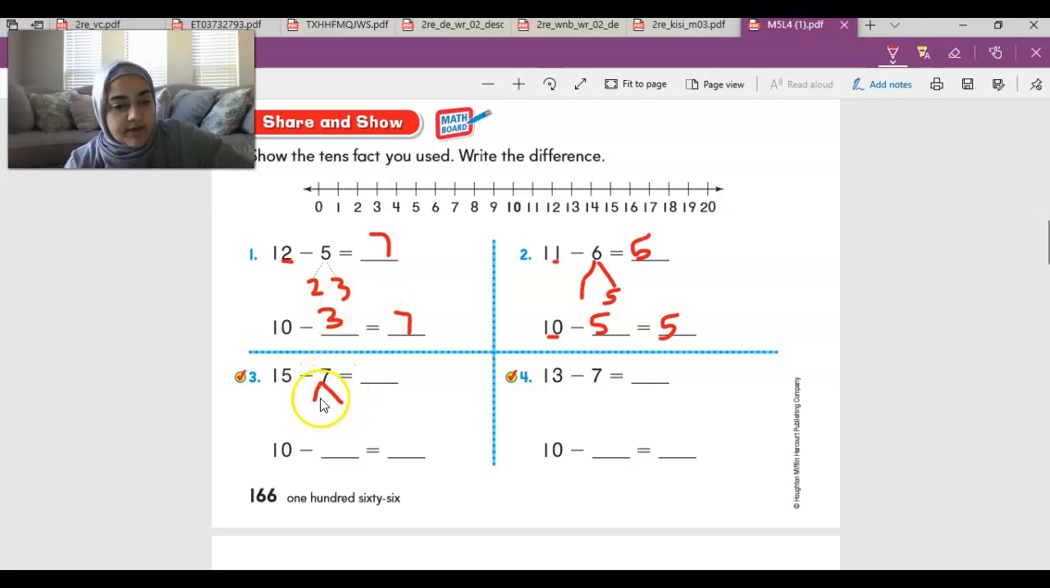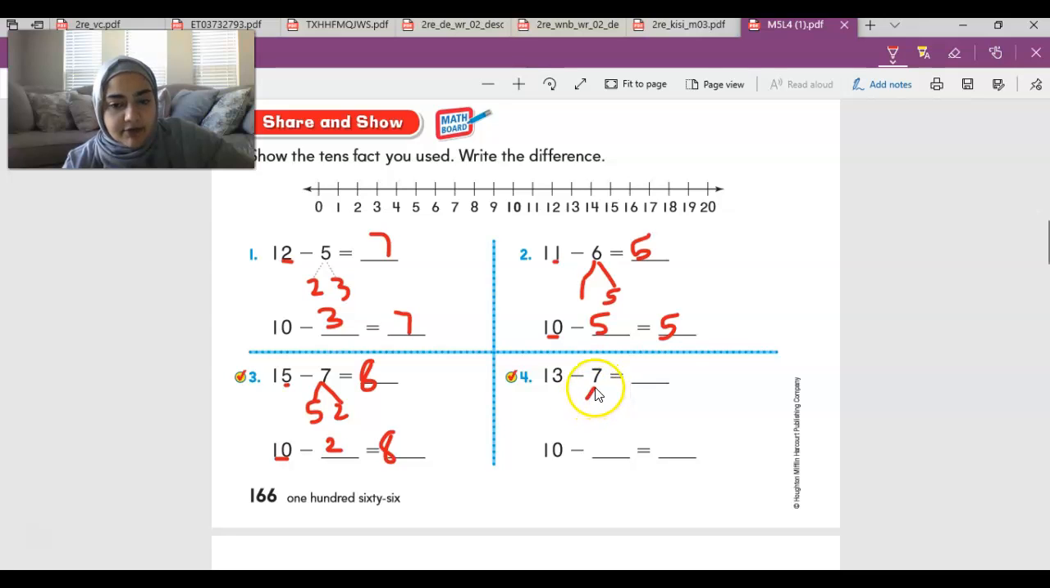We think, okay, 15 take away 7. Well, this ones place is 5, so I'm going to write 5. And then we say 5 plus what is 7? 5, 6, 7, 2 more, right? And then 15 take away 5 is 10. And then 10 take away, and this number goes here, 10 take away 2 is what? 10, 9, 8. So 15 take away 7 is 8. Get it? Okay. Maybe. Kind of.